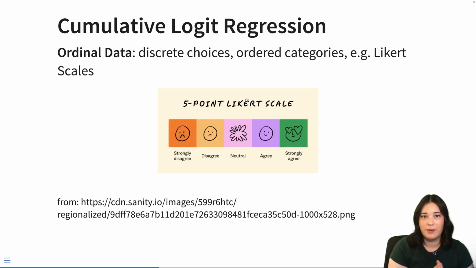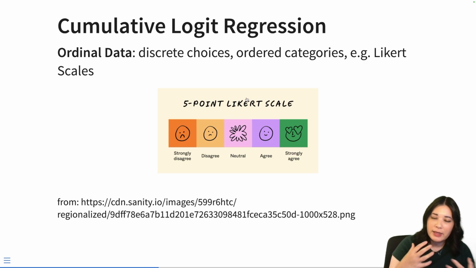Another extension we can make is to have latent variable models. A really common one is the cumulative logit regression. Now, cumulative logit regression is one example of an ordinal regression model. Remember, ordinal data has discrete choices. So you don't have a continuous value, but you do have a very specific order to the categories that you can have. So an example of non-ordinal categorical data would be like your favorite color.